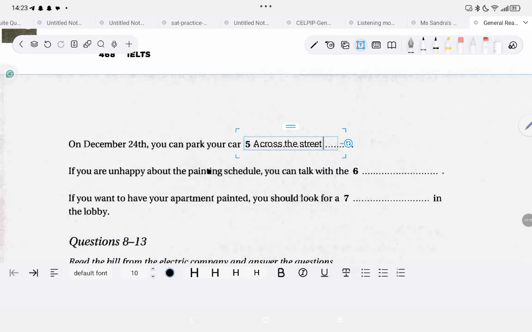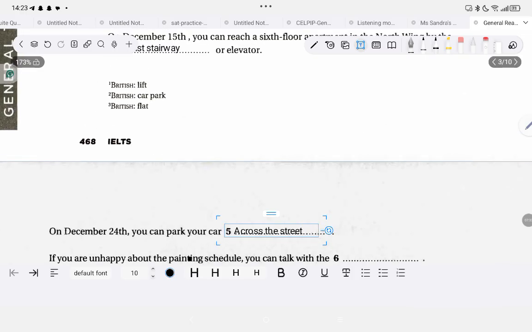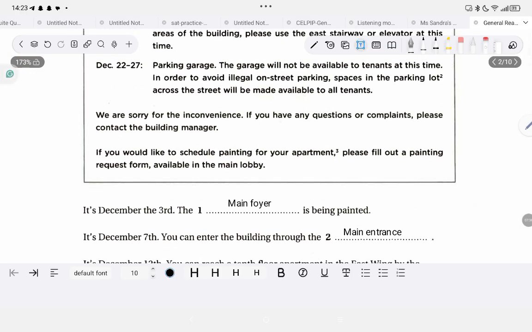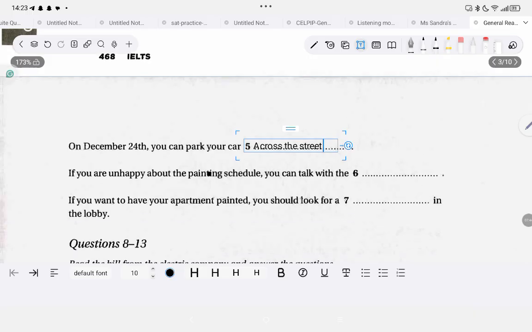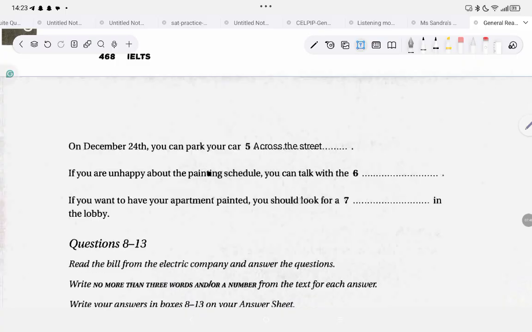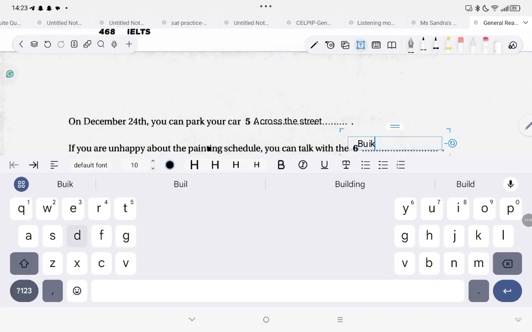If you're unhappy about the painting schedule, you can talk with the dash. So who can we talk to if we're unhappy about the painting schedule? We read that towards the end. It says we're sorry for the inconvenience. If you have any questions or complaints, please contact the building manager. The building manager. So here we already have the written for us. So we don't have to write the building manager. Just write building manager.